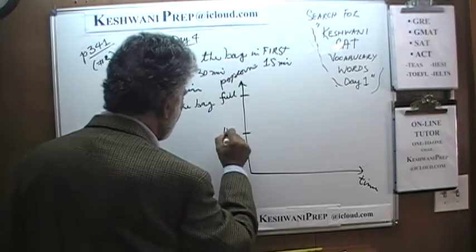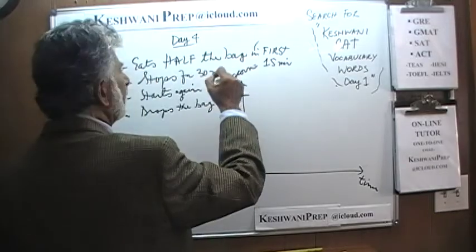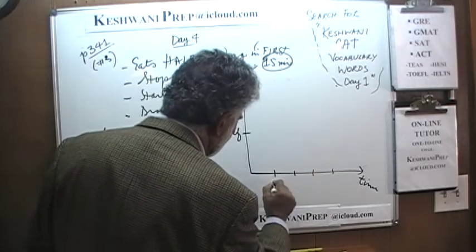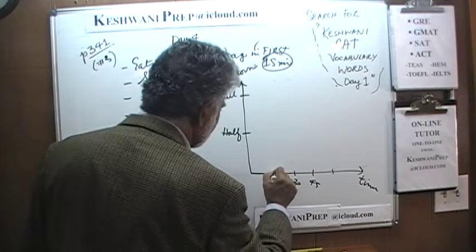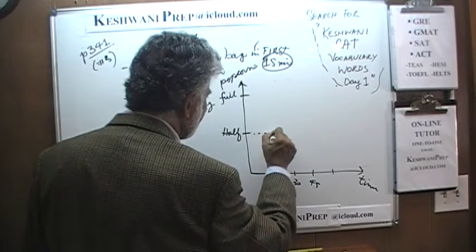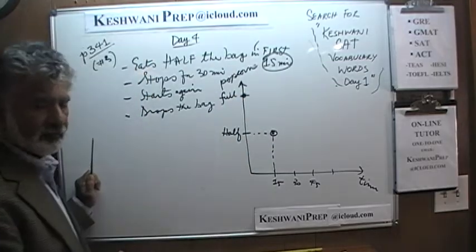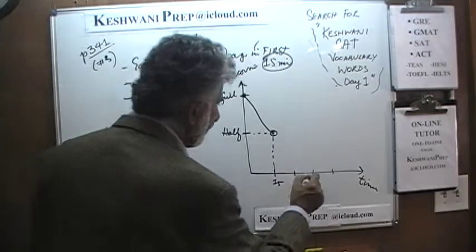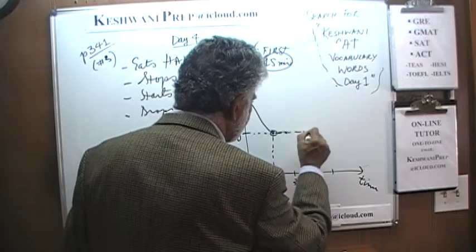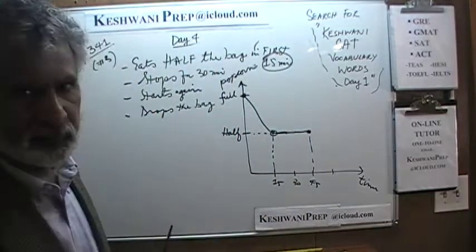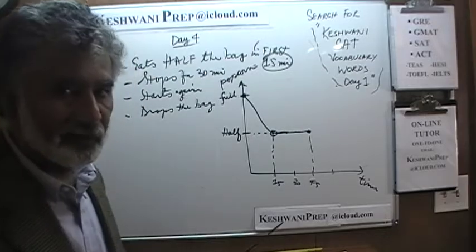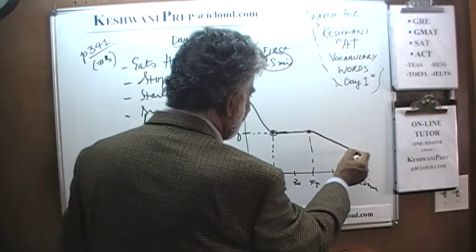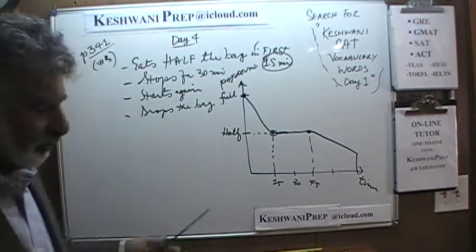So we're going to start with a full bag. And here's the halfway mark. And how long does it take? First 15 minutes. There we go. So here's our 15 minutes, 30 minutes, 45 minutes, and so forth. Within the first 15 minutes, we started out with the full bag, and we're down to half. And then what happens? We stop eating for the next 30 minutes until 45 minutes, which means the level of popcorn in the bag is not depleting. It's constant. And then we start again, and as we start again, the popcorn depletes. It keeps going down. At some point in time, we drop the bag. And that's where the story ends.